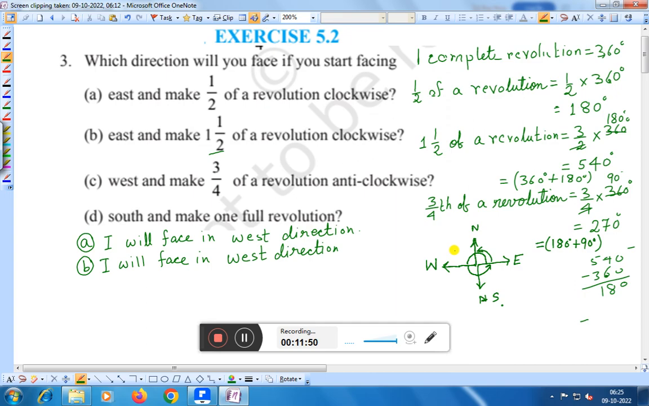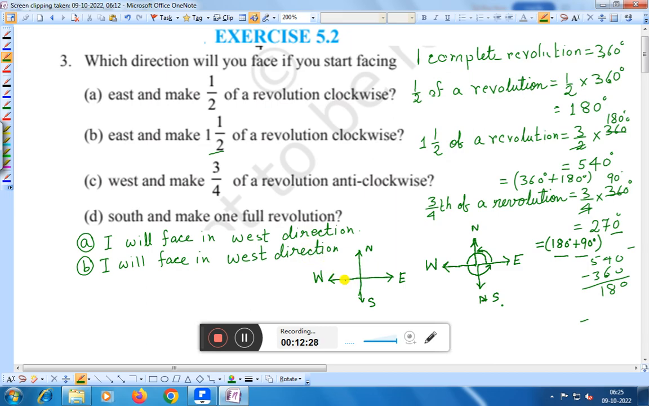Now again you see, 3/4 of a revolution is 270 degree, right? Again I am repeating once again. Here you see, this is east, this is west, this is north, and this is south, right? Now 3/4 of a revolution means I have already told you that it is 270 degree, and if you write in this way, that is 180 plus 90 degree, right?